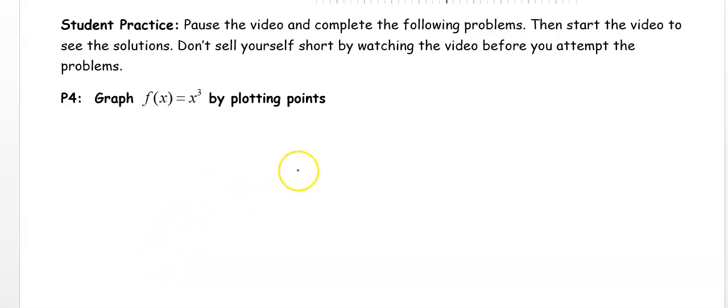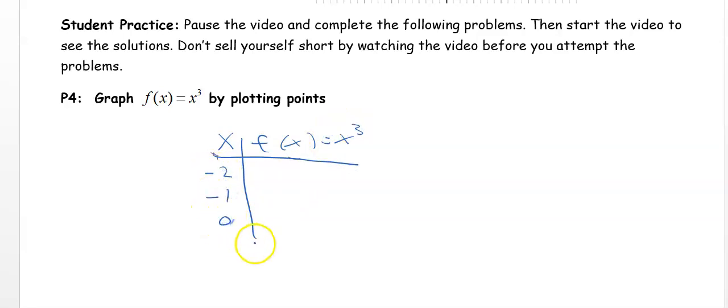Alright, you're back. So hopefully you made some sort of a table of values in x and f of x. Now you're just cubing. Sometimes it's handy to write that up there. So I'm going to do -2, -1, 0, and of course I didn't make this long enough again. 1, 2. I get -8 when I cube -2. I get -1 when I cube -1. I get 0 when I cube 0. I get 1, and I get 8.